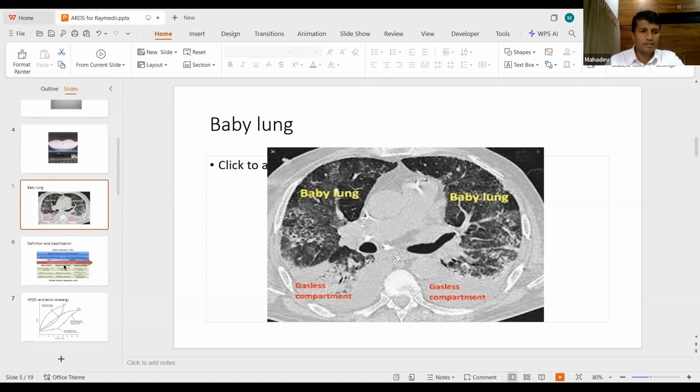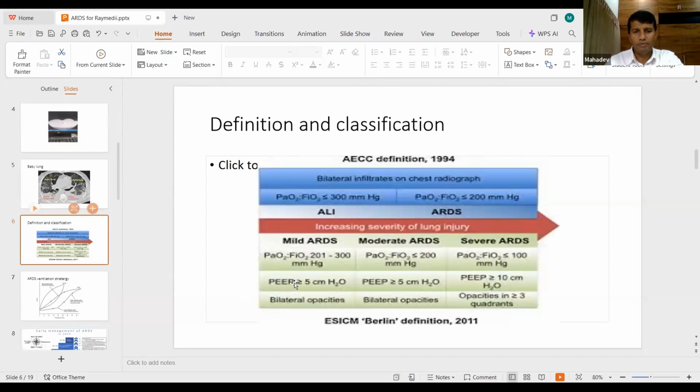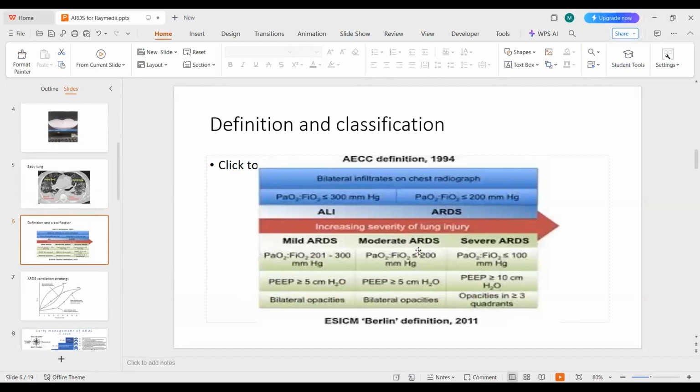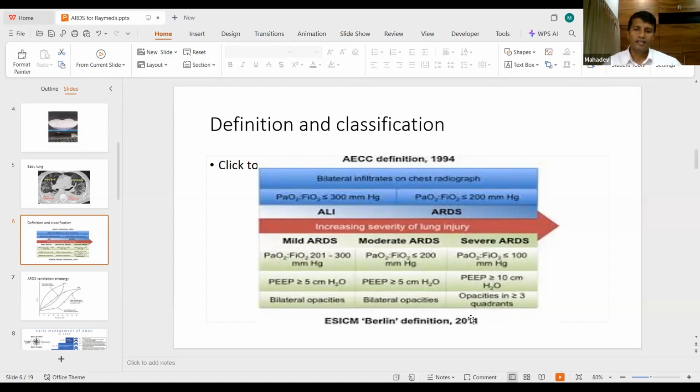And last time also Dr. Raghunath told about this baby lung concept. I will not be spending too much time there. Next is to understand the definition and classification of ARDS. There are many classifications which were given in 1994, and recently in 2011 the Berlin definition has evolved. And now this is the most accepted definition and classification of ARDS.